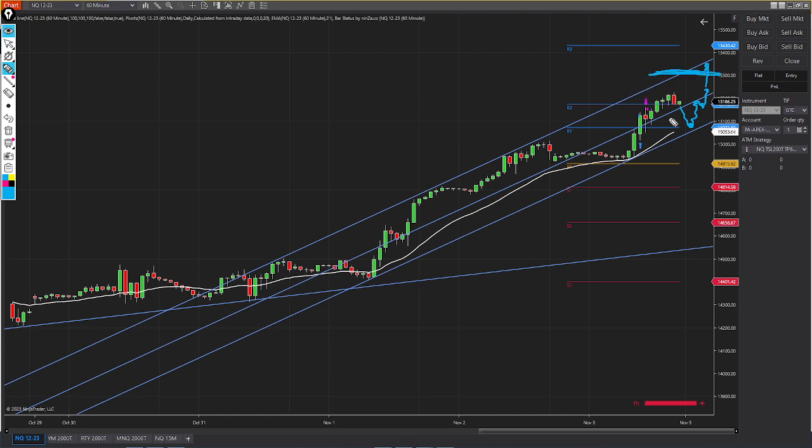Or right now, R3 sitting up here could be a magnet for price to do a liquidity grab and then rush right back down. So that's the scenario for me to look at for Monday, and we'll see how that works out.